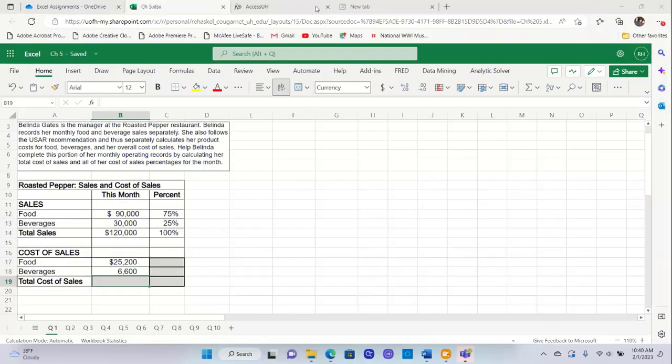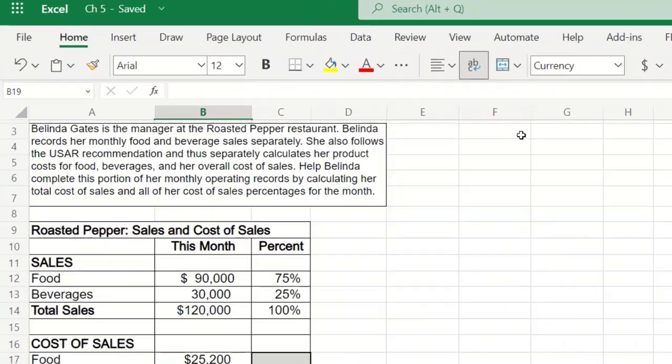Welcome back to Chapter 5, and we are going to talk about monitoring food and beverage production costs. All right, starting with question number 1.